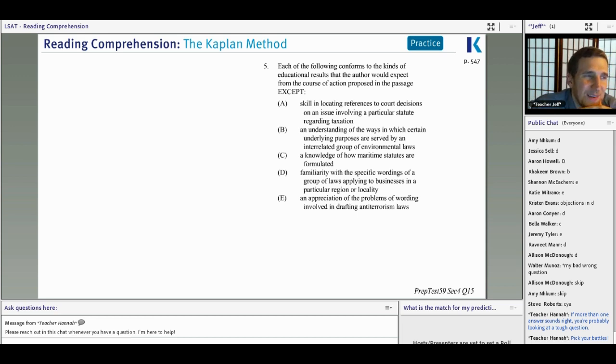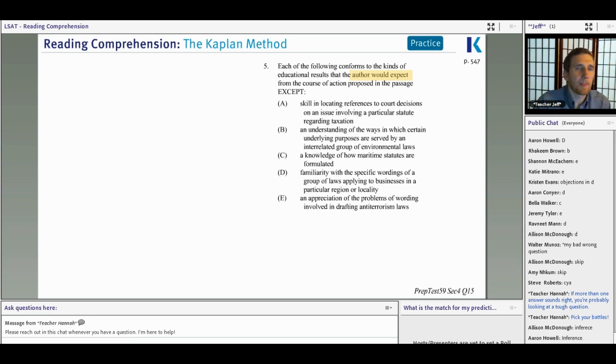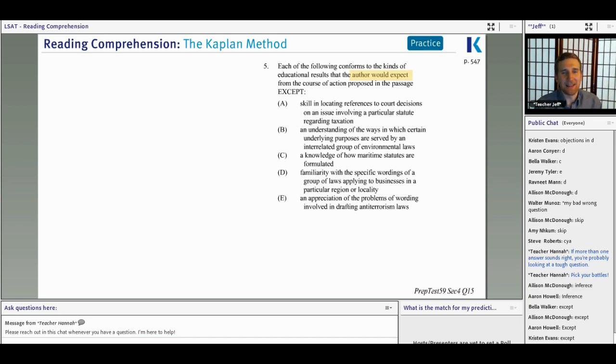It's tricky, right? Because notice it says the author expects. Whenever we have a question asking us about the author, like author POV, what they think, what they believe, agree, that is an inference question. What's making this question tough, though? What's hard about this question?